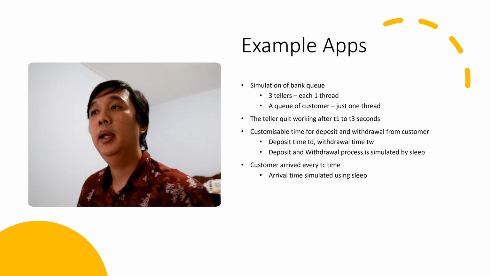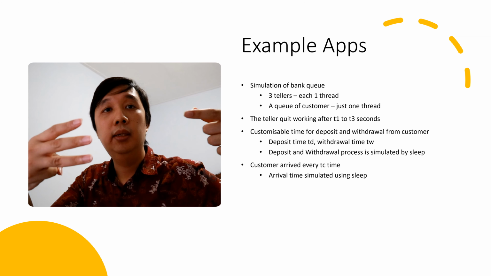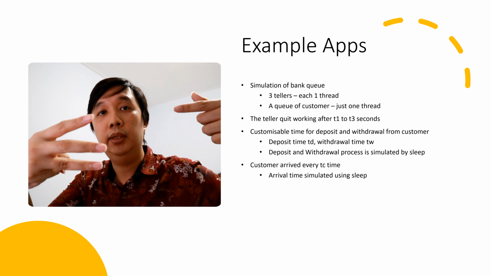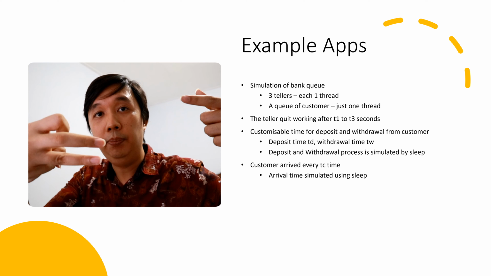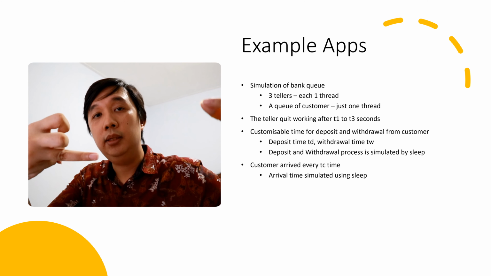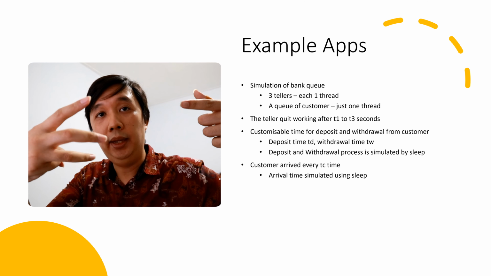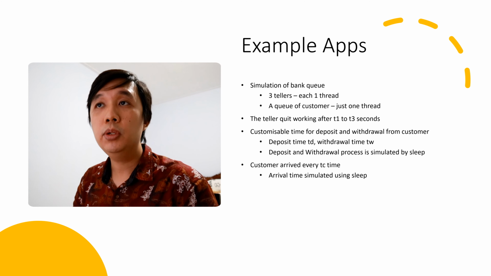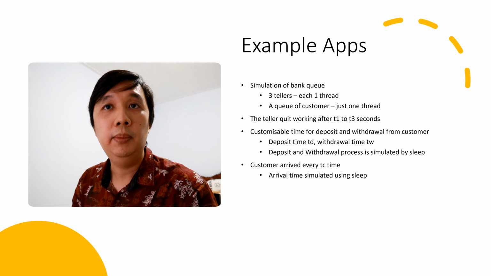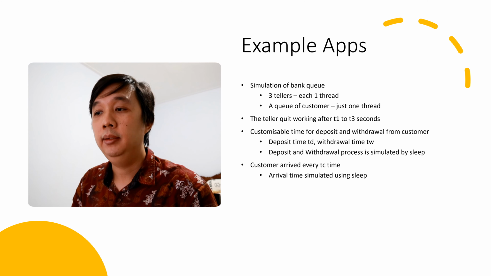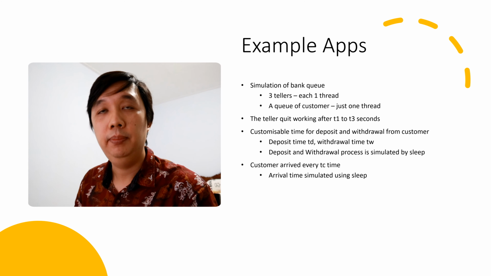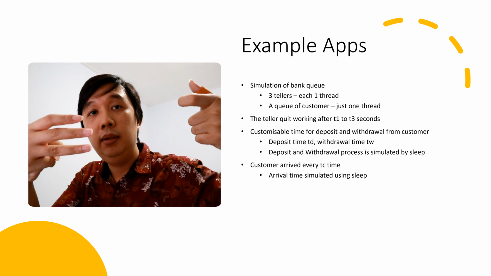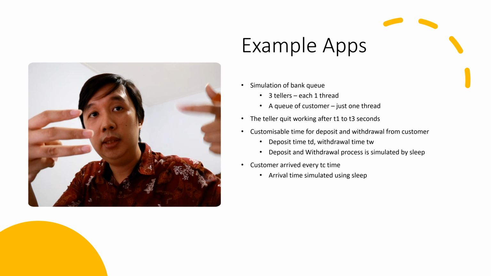So for example, when the application runs, this one is the main thread and this one is the teller thread. This one queues and gives this thread a customer, and this thread will go to sleep and continue again after it's finished. So when this thread is given a customer, it will sleep. This thread is given a customer, it will sleep, and then will wake up again. The sleeping time depends on the deposit time and withdrawal time, which are specified in the parameters when the program is run, and the customer will arrive every TC time. So when the customer is waiting, this thread will sleep as well. It will sleep, and when it wakes up, it will send a customer.